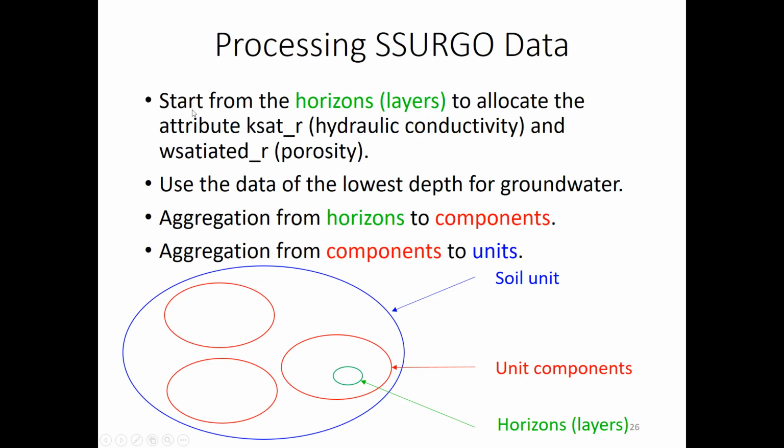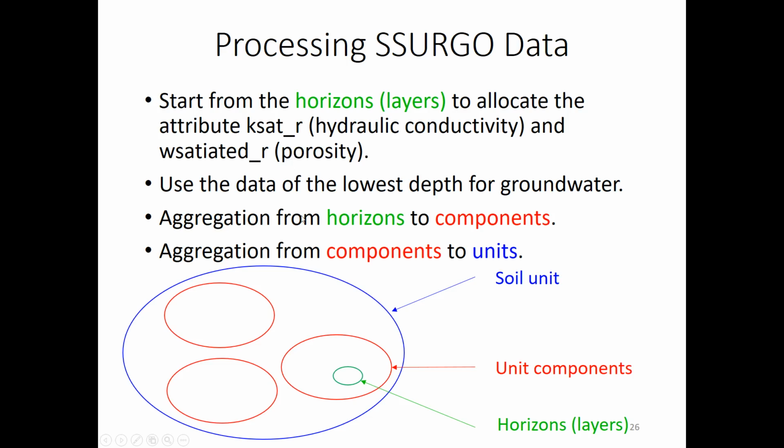First, you start from the horizon level, and for each horizon, there are so many attributes or soil properties. What we need is hydraulic connectivity, which is labeled as KSATR. R is representative, and this is saturated hydraulic connectivity. And then the porosity needed for ArcNLET is labeled as WS. This is saturated water content, R again representative value. The Circle database has a lower and upper bound. We just use a representative value.